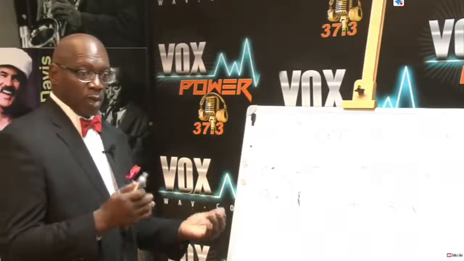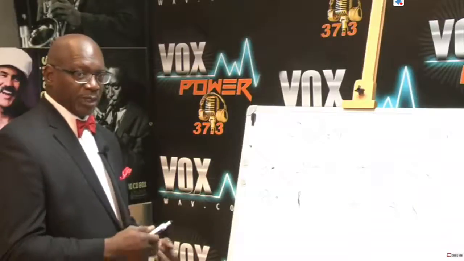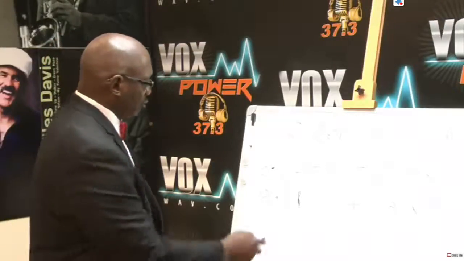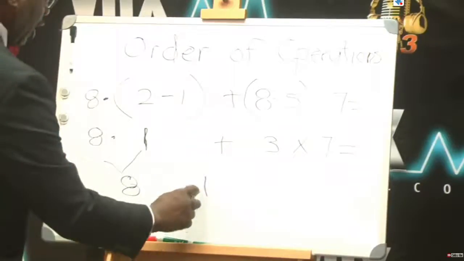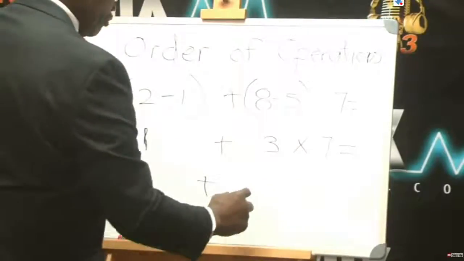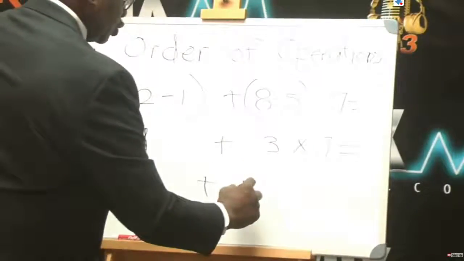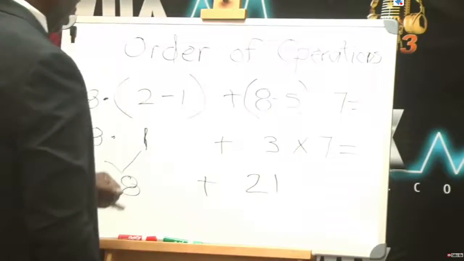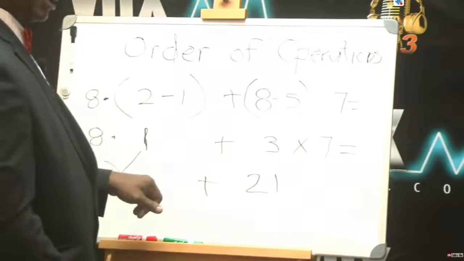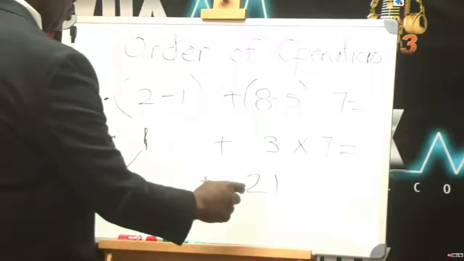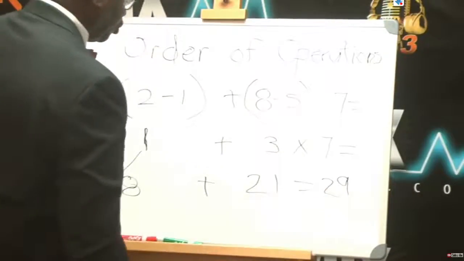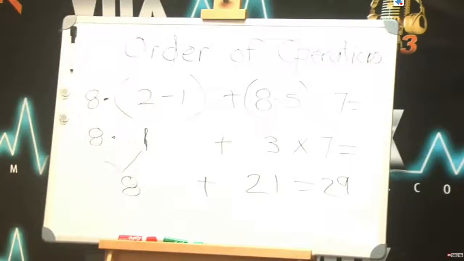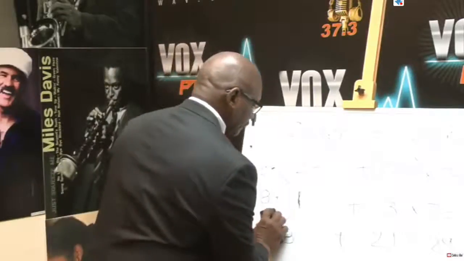Now again, parentheses, exponents, multiplication, division, whatever comes first. Over here we have multiplication. So 8 times 1 is 8. Plus, again we have multiplication. We do that first. 3 times 7 is 21. And the last step, addition, which is 8 plus 21 equals 29. Order of operations. Okay? Very good.